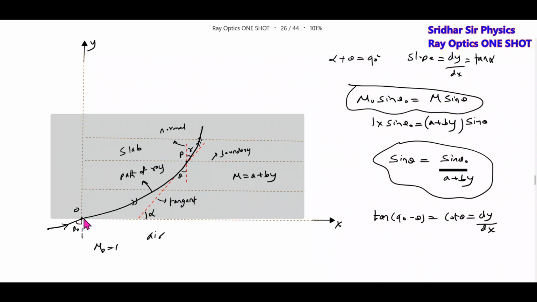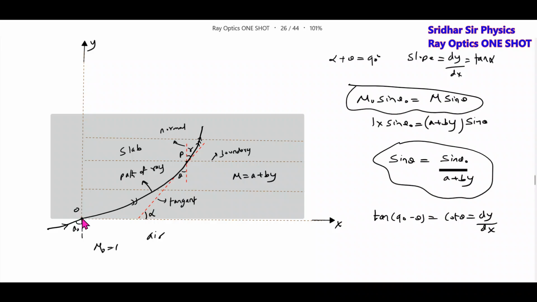Then the ray is entering here at the origin. Here this medium is air, refractive index 1. So the angle of incidence is theta naught. The ray will bend in this way as mu increases, because as the ray moves from rarer to denser, it should bend towards the normal. This is a normal. So the ray will trace a path like this.